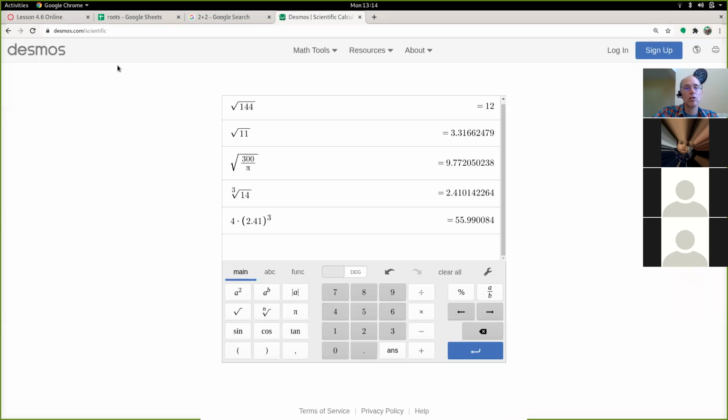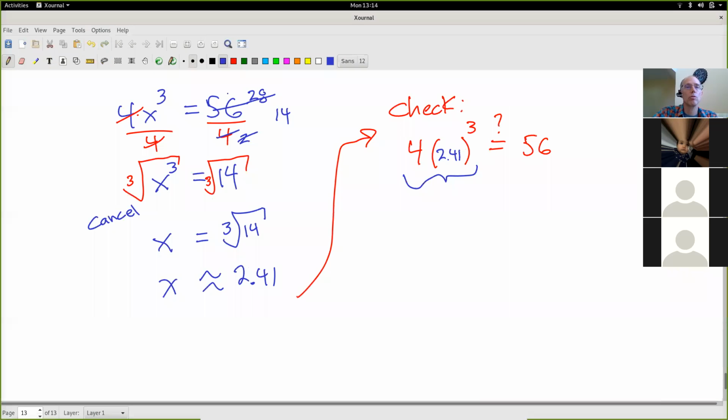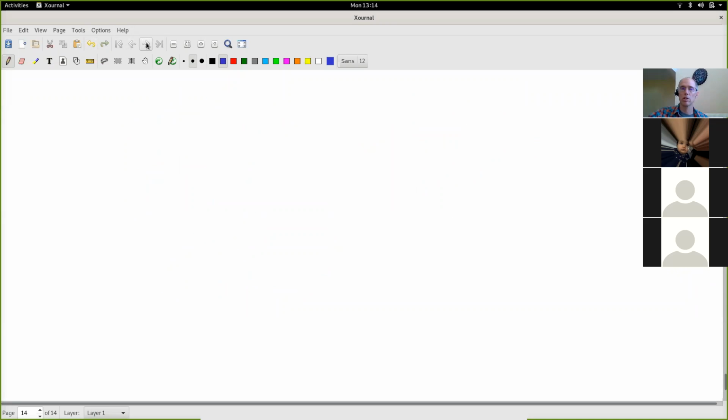For other calculators that don't have a special nth root button, the following is what you have to do. And the idea is that a root is a fractional exponent.